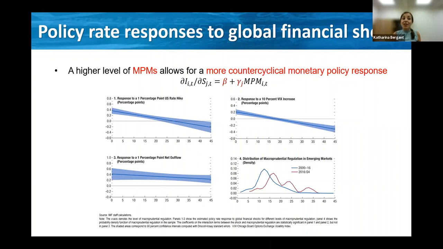In chart number two, you see a very similar picture for an increase in the VIX. You can see again that at very low levels of macroprudential regulation, an increase in the VIX lets emerging markets tighten their domestic policy rate, which is against our intuition if they're under financial stress. But as you move along these macroprudential regulations, starting at around 15-20, you can see that this is insignificant or even negative. So countries with a very high level of macroprudential regulation are able to loosen their monetary policy when we have a shock to the risk premium. There is no significant effect of net outflows, which was surprising to us. But you can clearly see it in the US rate hike and the shock to the VIX.